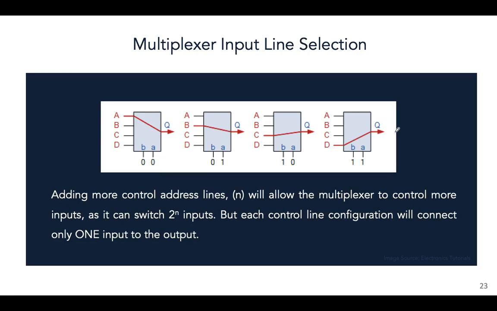And naturally, if you add more control address lines, N lines will allow the multiplexer to control more inputs, as it can switch 2 to the power N inputs. So as the number of inputs increases, the number of select lines will have to increase, right? For N select lines, you can have a multiplexer whose inputs are 2 to the power N.